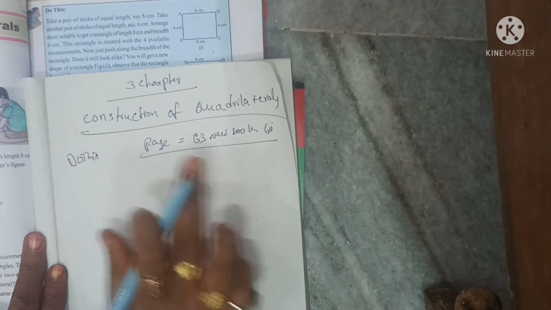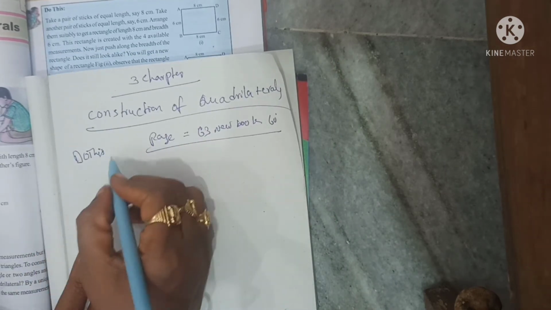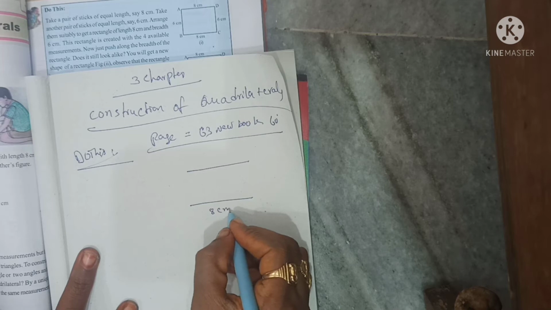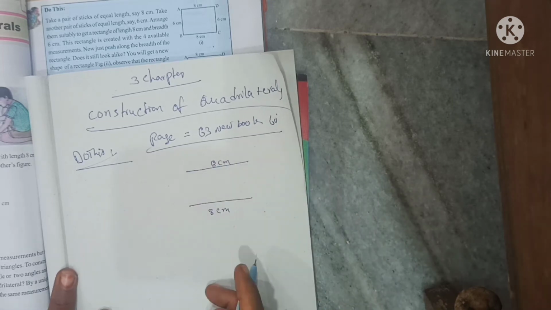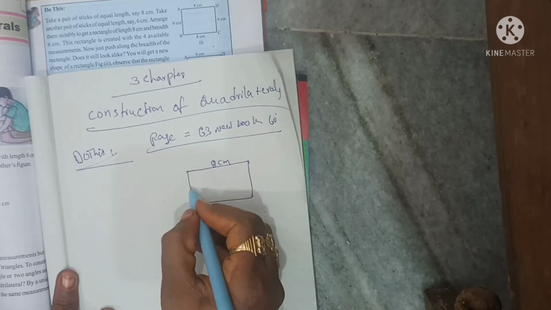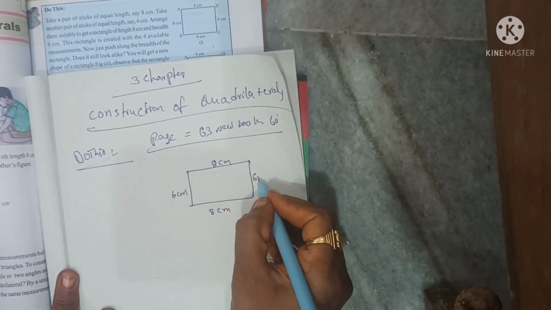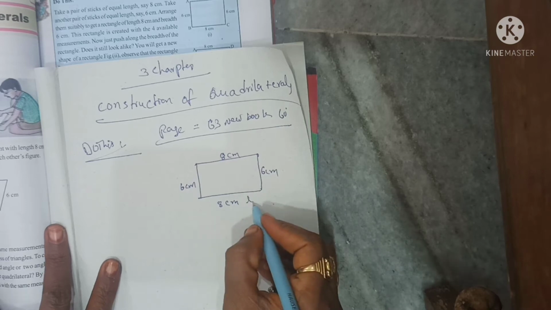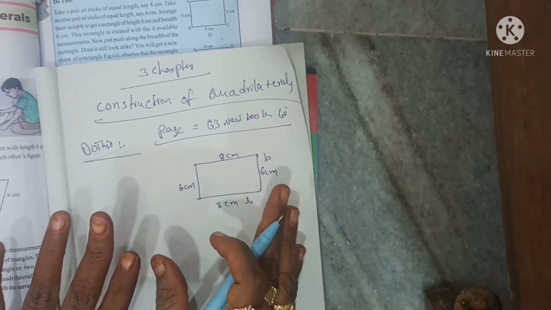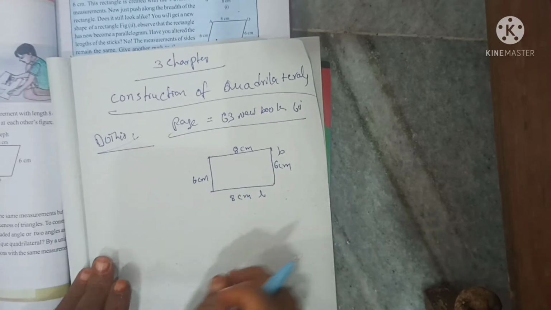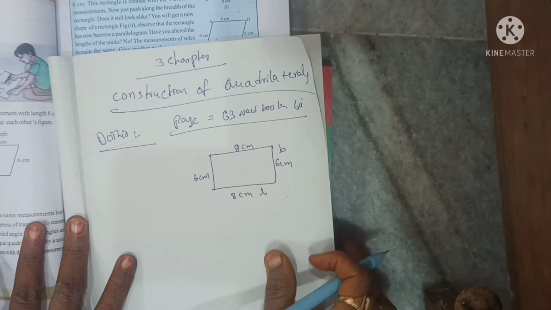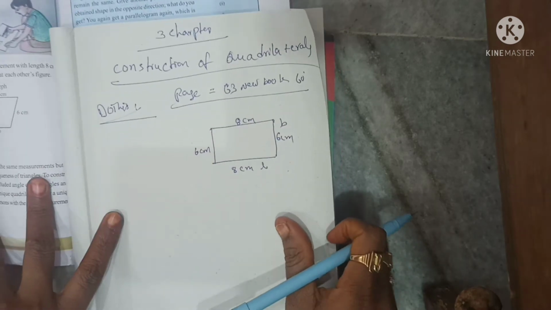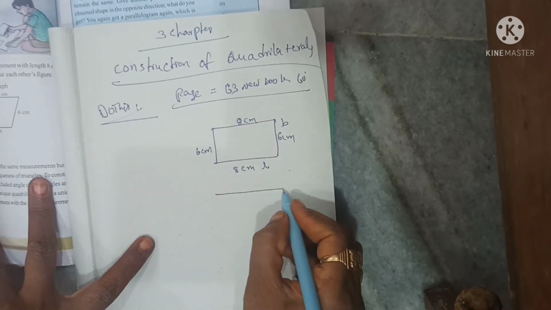Now, what is explained first here? Take two sticks of 8 centimeters. Another two sticks of 6 centimeters. So with this length and breadth, one rectangle shape will come. Now push this one, push that one.